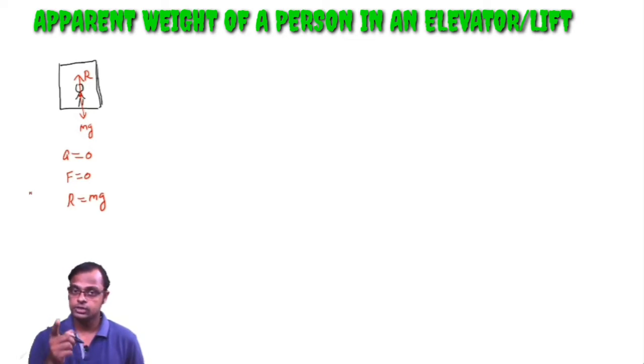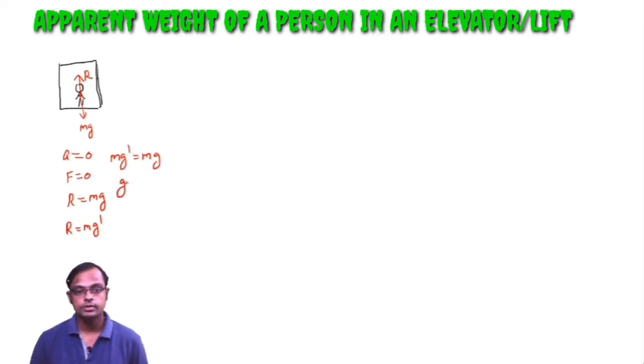Here R is the normal reaction force, and in this example R is also the weight shown by the weighing machine. So R is also called the apparent weight, the weight experienced by the person. Clear? If you are considering the apparent weight, R is equal to mg dash, so we can write mg dash is equal to mg, or g dash is equal to g. So the effective value of acceleration due to gravity is the same as the earth's gravity itself. Clear? So g dash is equal to g.